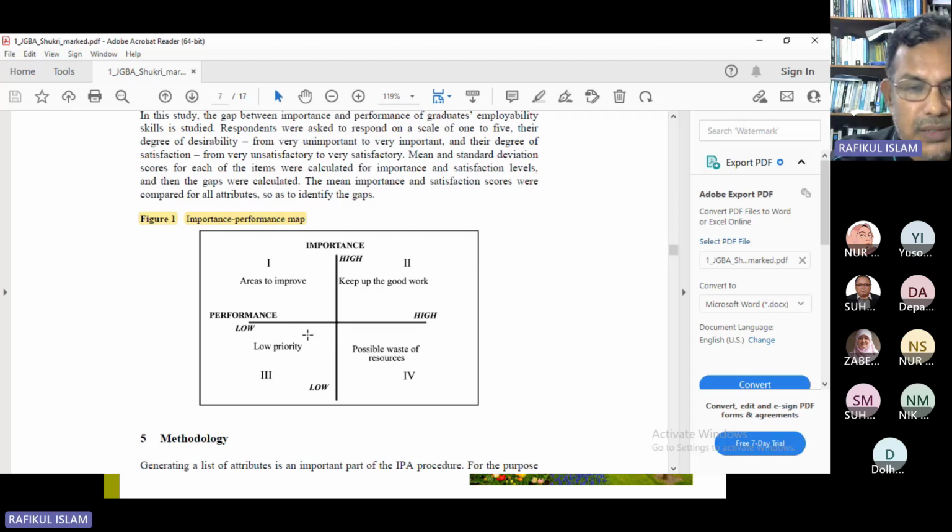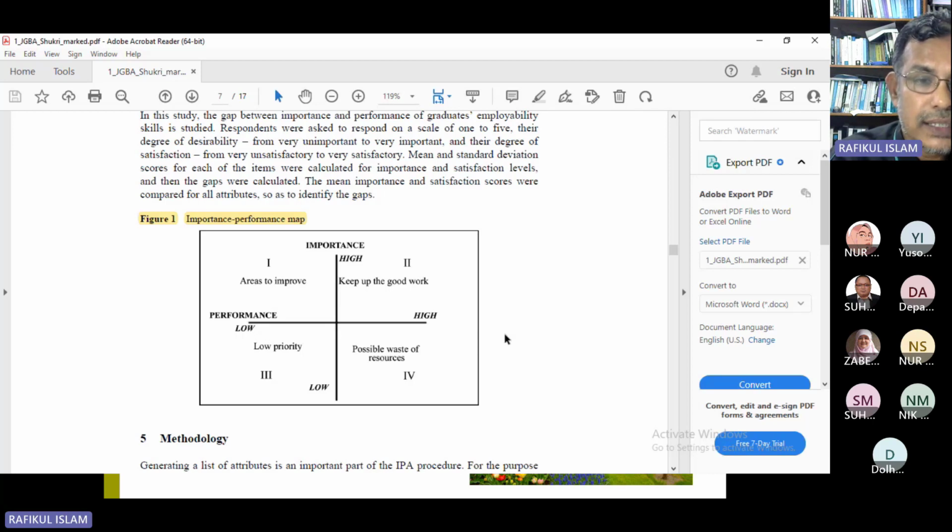This map must be generated, and this will look like this. It has 4 quadrants. This is quadrant 1, quadrant 2, quadrant 3, quadrant 4. Some people designate them quarter 1, quarter 2, quarter 3, quarter 4. It does not matter really.